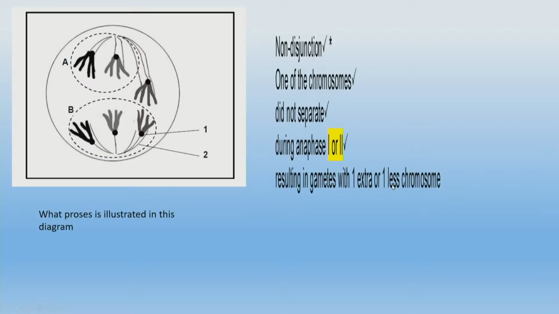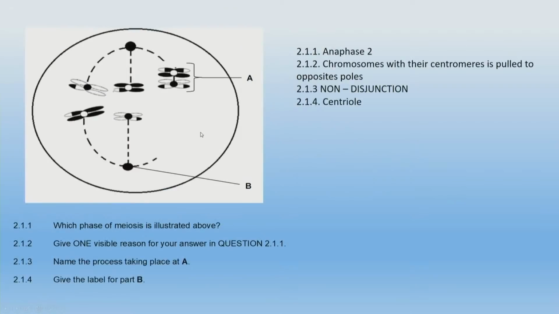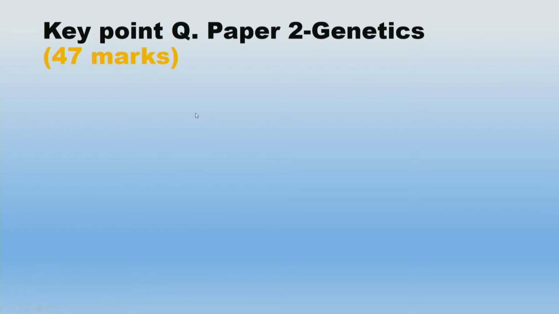So that is very, very important to look at and to be able to identify non-disjunction. Again, this one, also non-disjunction, that takes place here. And that is the failure of a chromosome pair to separate during anaphase 1 or anaphase 2. And that causes Down syndrome.